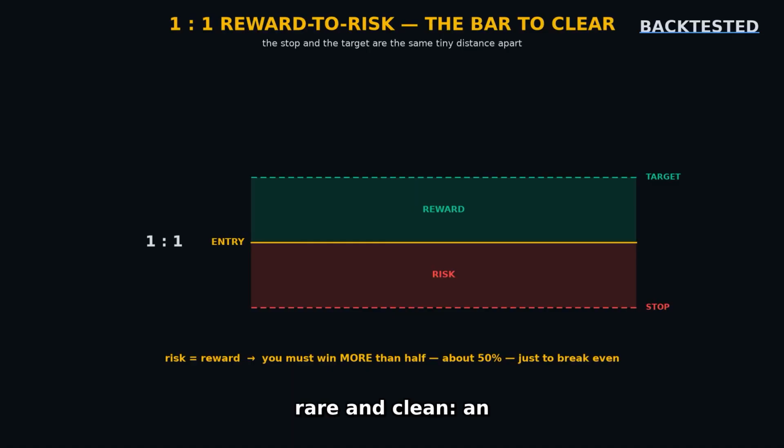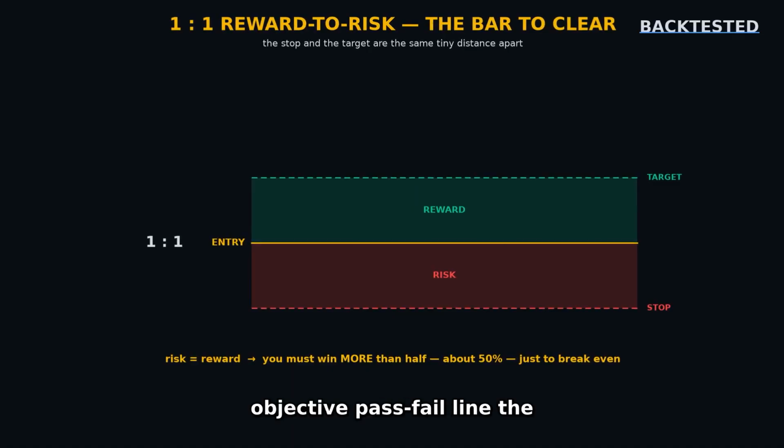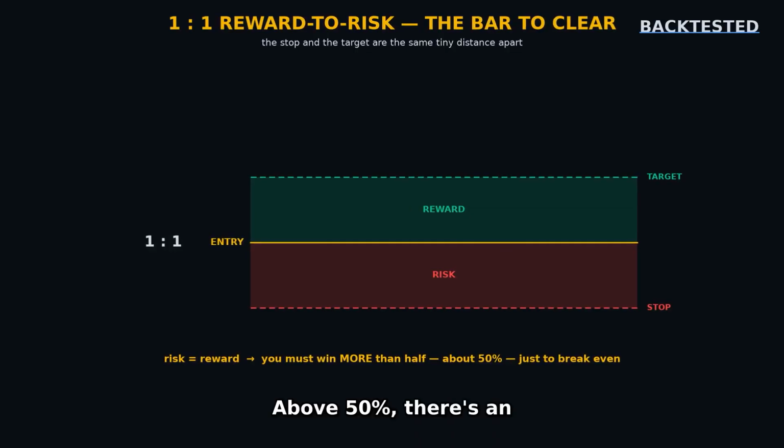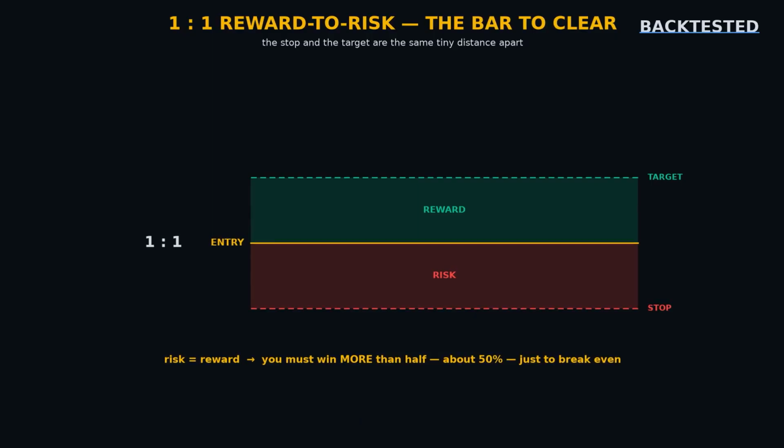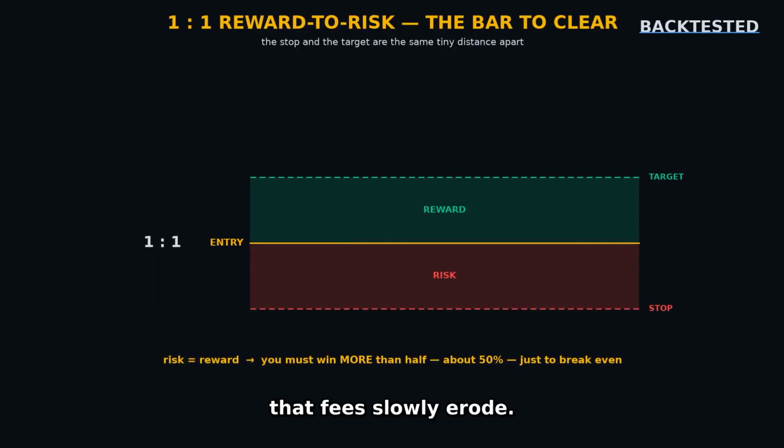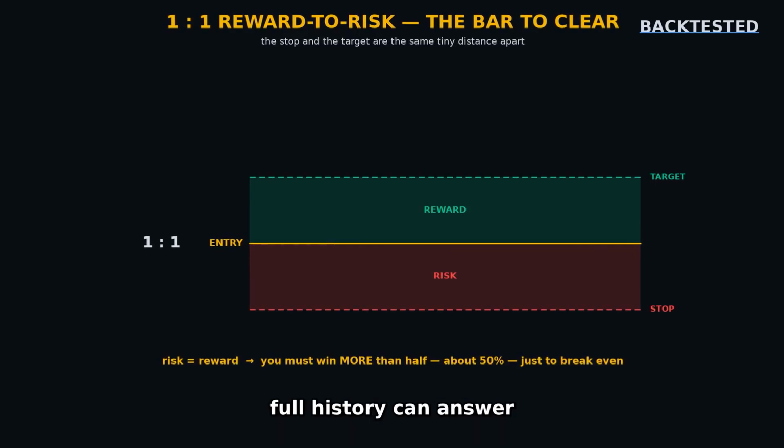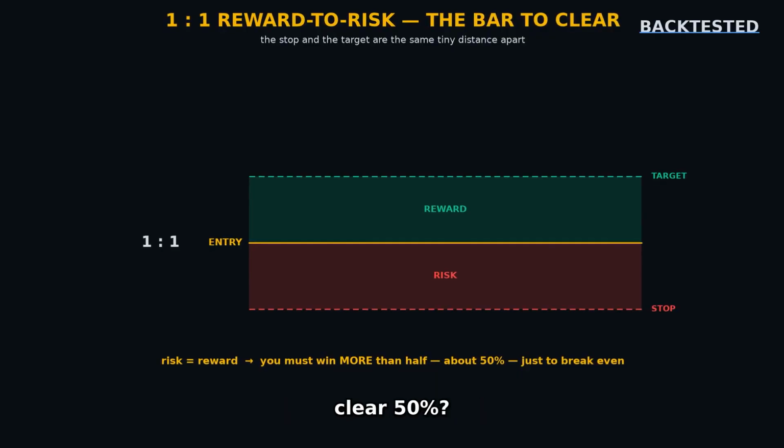It gives us something rare and clean, an objective pass-fail line the strategy set for itself. Above 50%, there's an edge. Below it, it bleeds. Sitting right at it, it's a coin flip that fees slowly erode. So every claim of a high win rate now has one honest test to survive. The only question left is simple, and the full history can answer it directly. Across 326 real trades, does the win rate actually clear 50%?